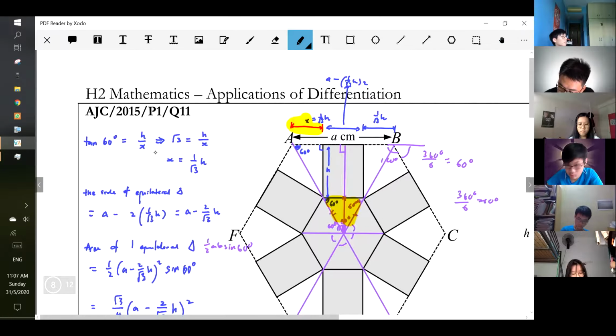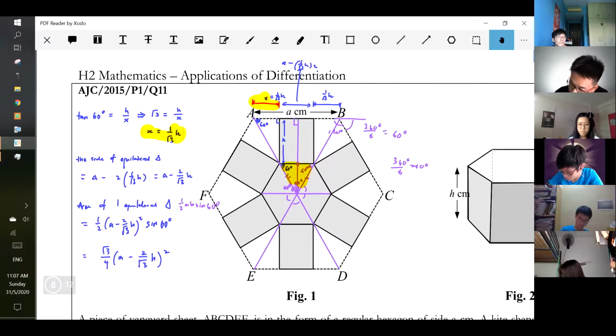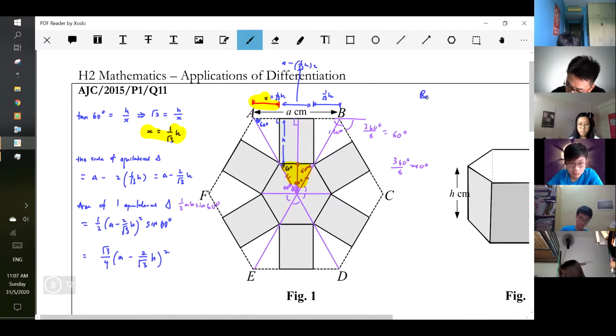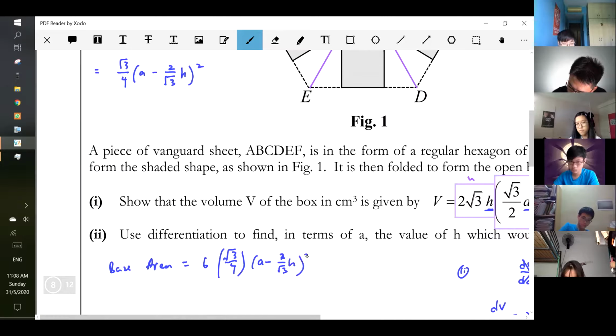I let this be X. So once we're done already, we want to find the base area. Base area A will just be, should I just write this down? 6 times the whole thing. 6 times the whole area there.